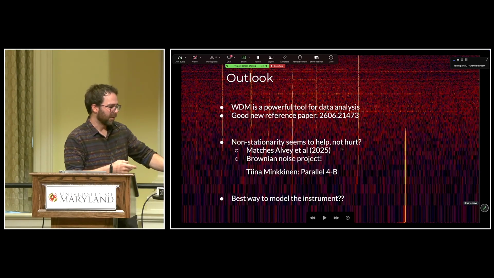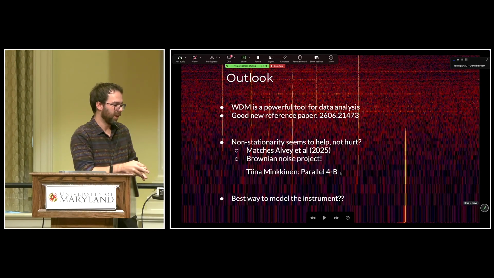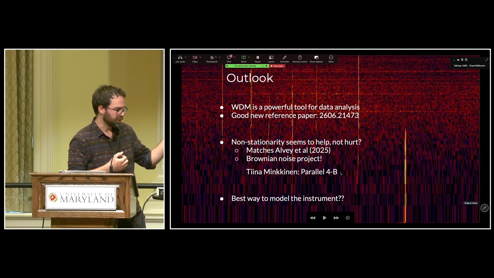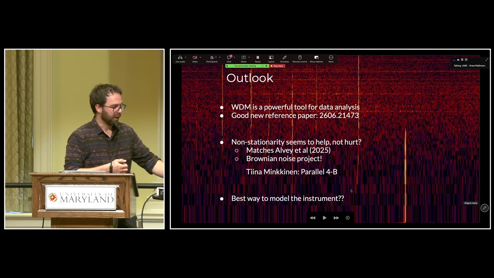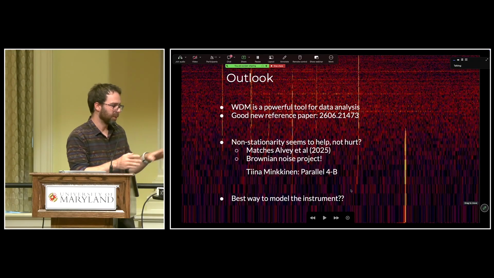As mentioned, my collaborator Tina is giving a talk about Brownian noise in LISA and non-stationary analysis, very similar to what I'm talking about, in another session. And for now, I'm just doing a very simple instrumental model. I'll have to figure out a better one in the future.